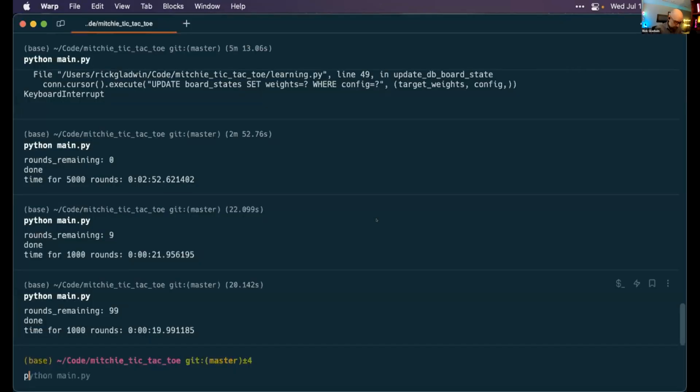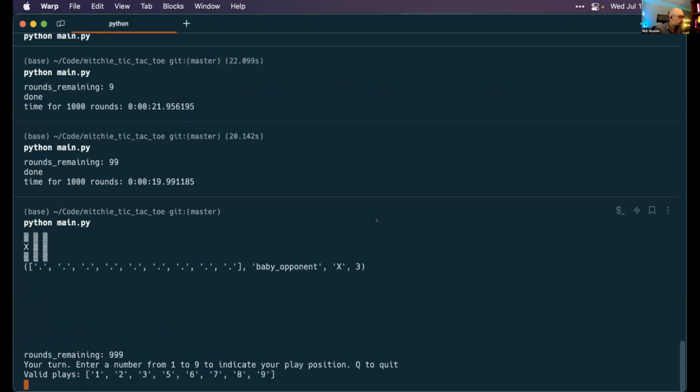And let's say, I'm going to start the game. So here's the game board. These are the positions 1, 2, 3, 4, 5, 6, 7, 8, 9. So yeah, nice baby icon. Exactly.